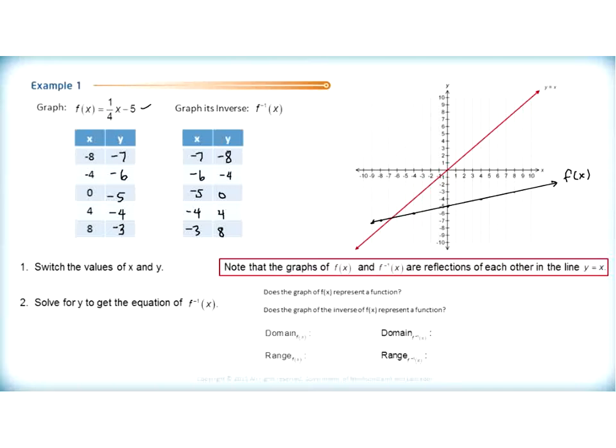Let's do it. -7 and -8. We have -6 and -4. We've got -5 and 0. We've got -4 and 4. We've got -3 and 8. Let's join up these points and see what they look like. And there's the graph of the inverse function. We represent that as f to the minus 1 of x to represent the inverse function.